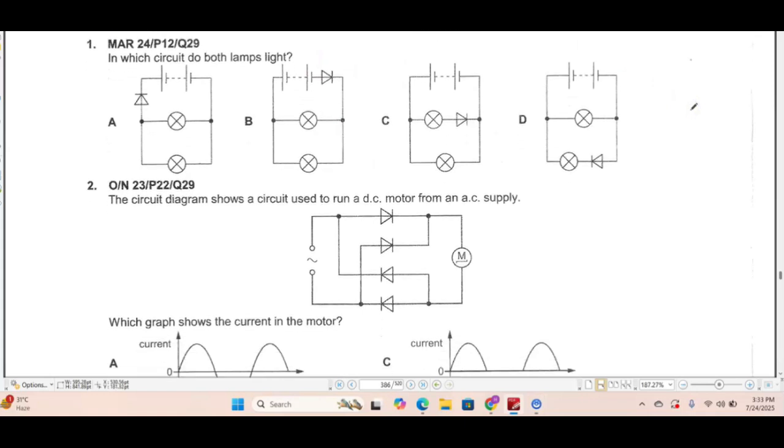Okay, question number 1. In which circuit do both lamps light? We know that here is a diode in each of the circuits. So if we look at our option A, this is the positive end of the battery where the current is going to start. This diode is not going to let the current go any forward and the current has to go back. So A won't let both the lamps light.